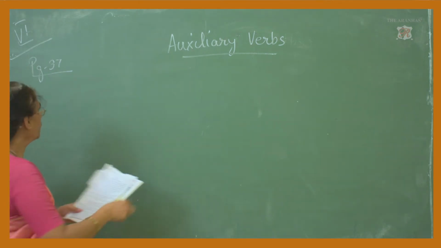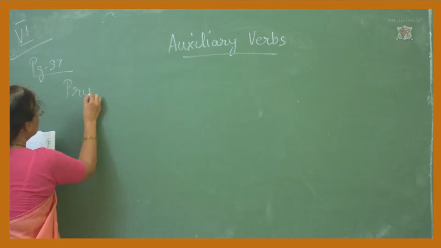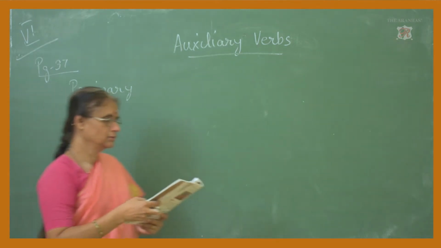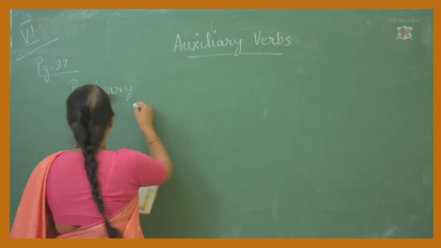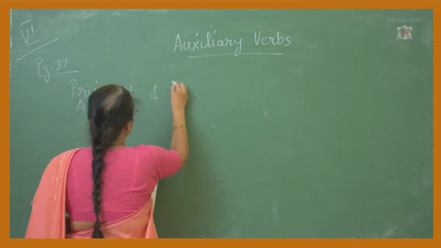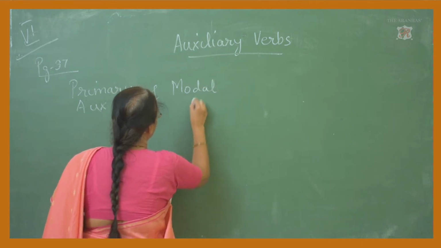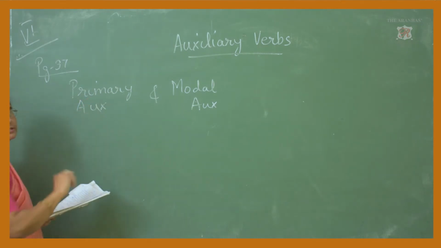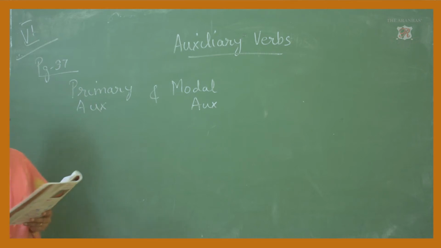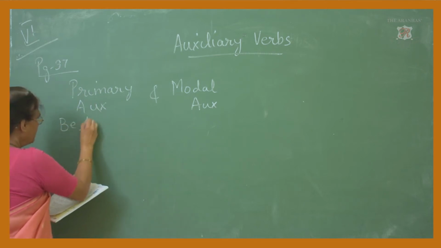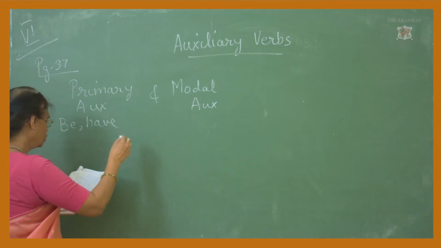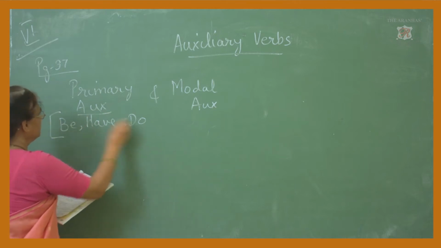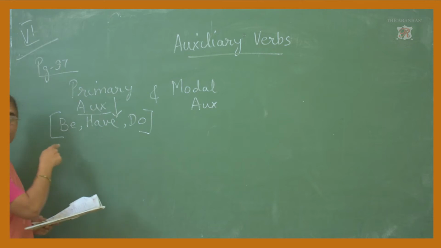Okay? Now, as we all came to know, there are two types. What are they? Primary auxiliary and modal auxiliaries. Now we will be doing few sentences of primary auxiliaries. How many are there in primary? Three are there. What are they? Be, have, and do. These are the three primary auxiliaries which we will be doing.